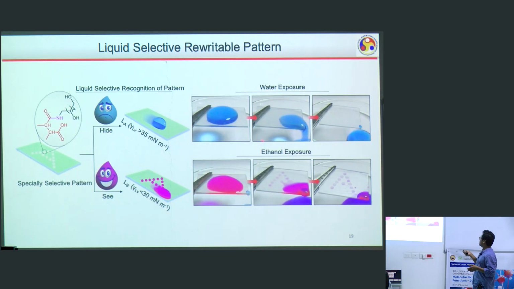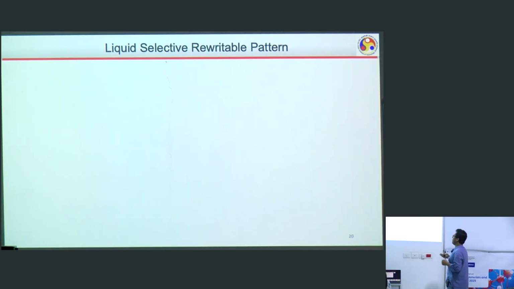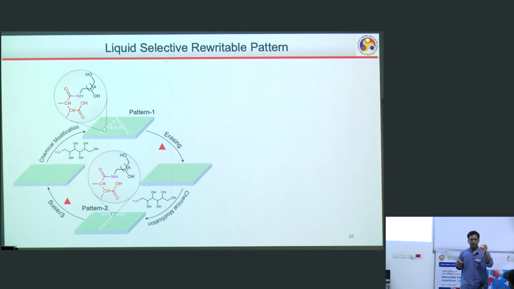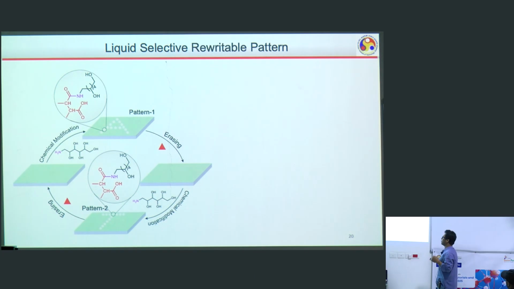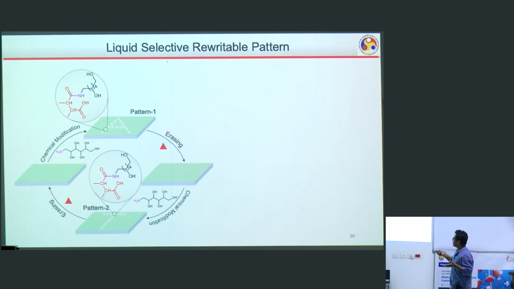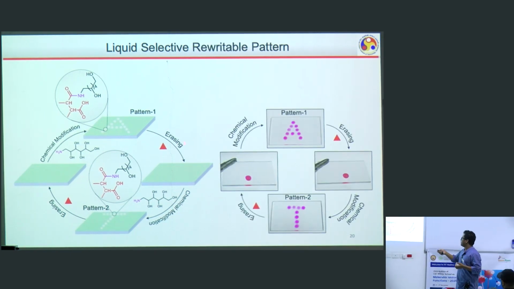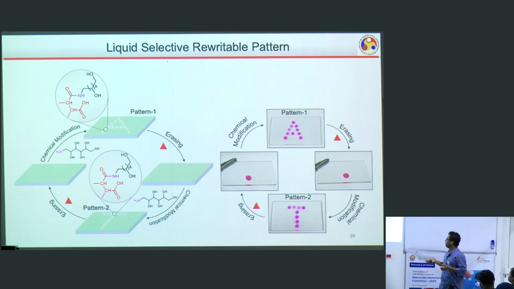So you expose it to the water, there is no trace of the water here, but you expose it to the ethanol, the red color, there you see each of these spots can catch that particular liquid, right? Because you have selectively compromised the surface free energy there. And it's temporal also, because if you apply heat, you can erase that pattern, and the same interface can be reused multiple times for different patterns. And as you can see here, this is the schematic and this is the actual data.